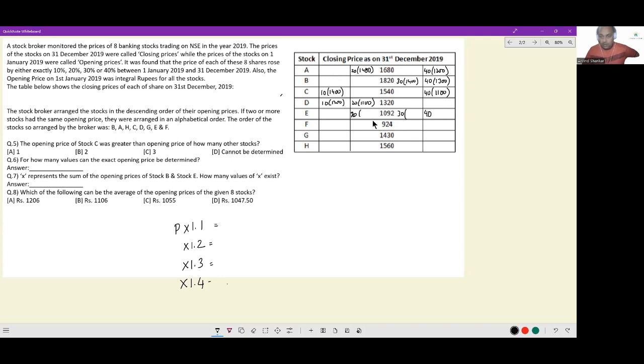But now, in order to get to the prices, 1092 into 5 by 6 I will have to do. Cancel. So I get 182 into 5, so 910. Or 1092 into 10 by 13, 84, so 840.